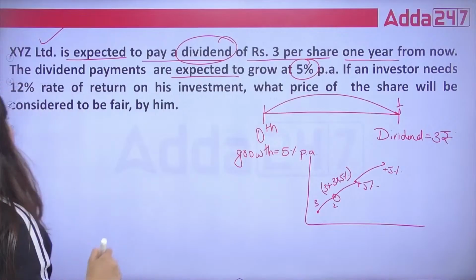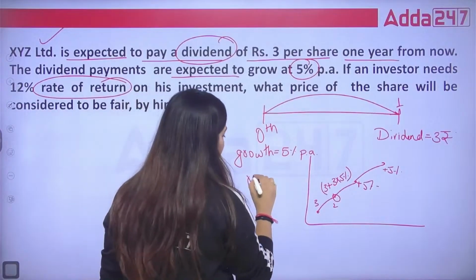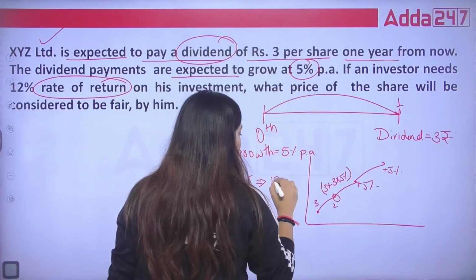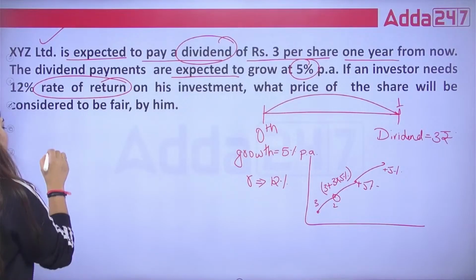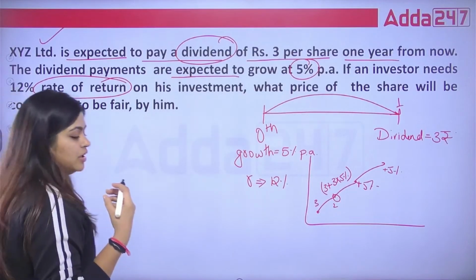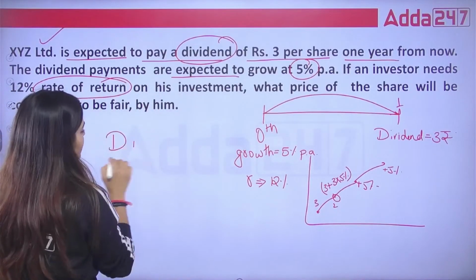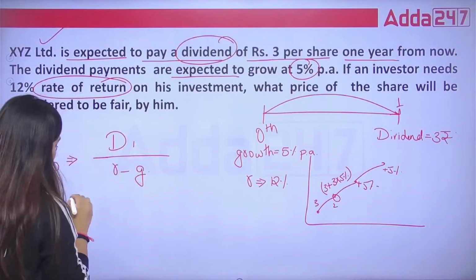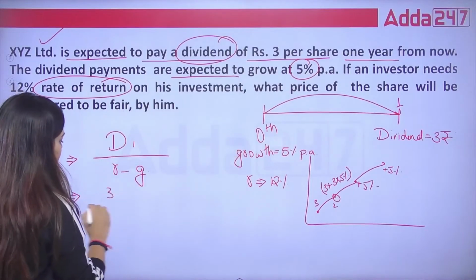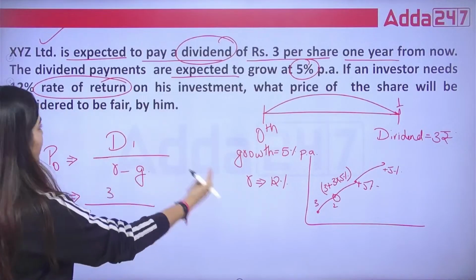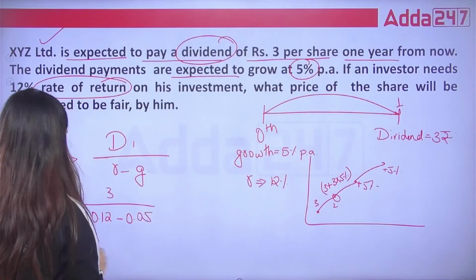If an investor needs a 12% rate of return, that is, as an investor, how much return I want, that is given by R, a rate of return of 12%. So what price of the share will be considered fair? Now what price are we going to calculate, what is the actual, true price of this investment? For that you can use D1 divided by R minus G. D1 is 3, already given. D1 means your next year dividend. R means your rate of investment, that is 0.12. Growth is your 5%, 0.05.